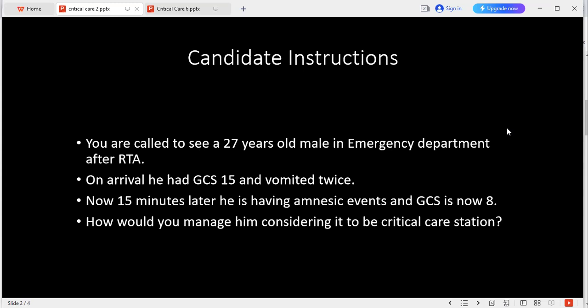Okay. So if you have read and understood, considering it a critical care scenario, please tell me how would you manage this patient now? As this is a trauma patient, I will manage this case according to the ATLS protocol, Advanced Trauma Life Support Protocol. I will first assess the airway of this patient. On arrival the patient had a GCS of 15, and now after 15 minutes, with an episode of amnesia as well, the GCS is decreasing and it is 8, I will consider intubating this patient.